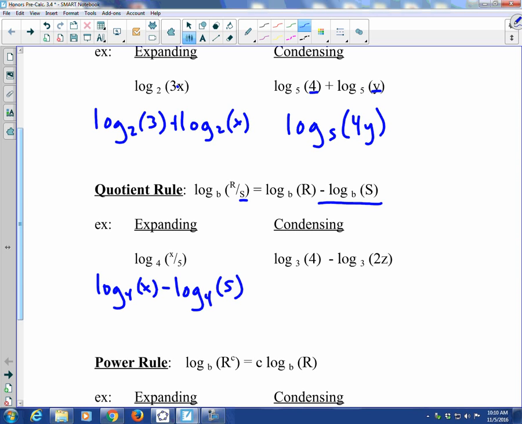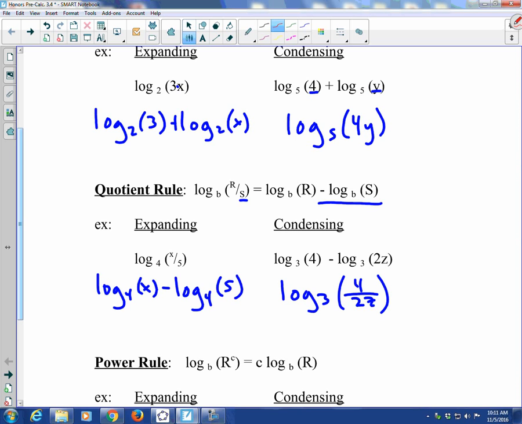So if we've got a subtraction of two logs of the same base, then we can condense this into one logarithm, where what's inside that negative logarithm is going to be dividing what's inside the positive logarithm. So right here we've got log base 3 of 4 minus log base 3 of 2z, and we can write this as one log base 3 of 4 divided by 2z.